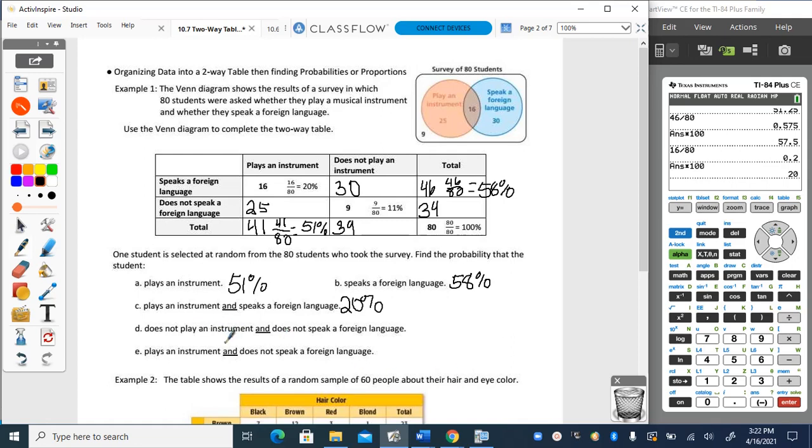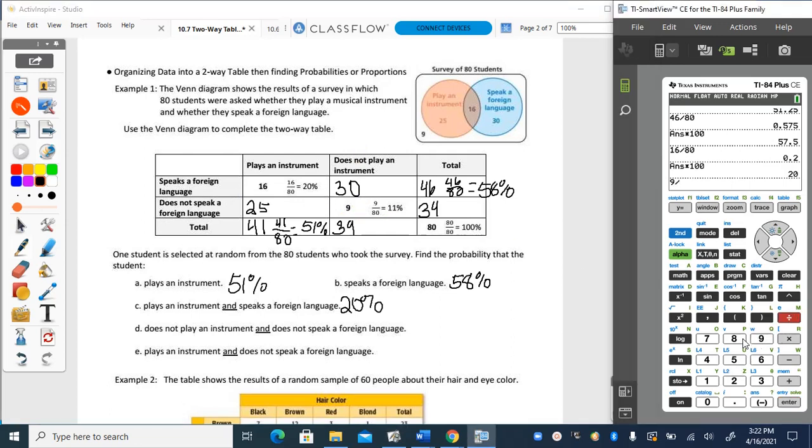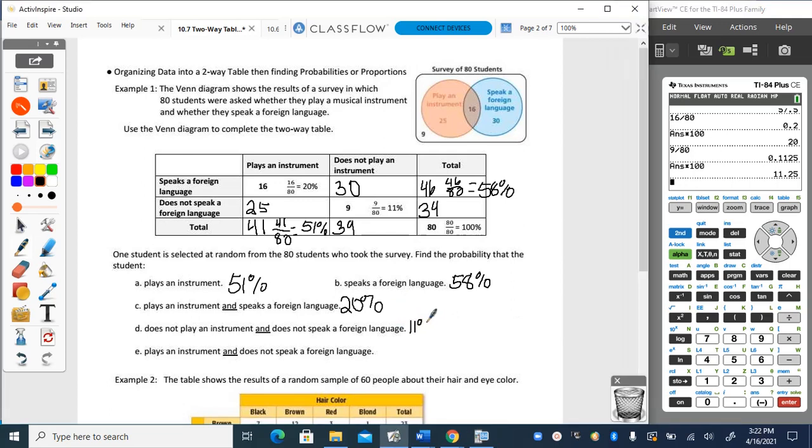Now let's look at the percentage of students that does not play an instrument and does not speak a foreign language. So let's start by going to the does not play an instrument. And let's go down to where it meets does not speak a foreign language. Well, that's 9. There's 9 students that do neither. So we do 9 divided by 80. That's 0.1125. And we'll multiply that times 100. And we'll get 11.25, or just 11%. Now, I know you're sitting there, Miss Moncrief, those are already there, but you have to make sure you know how to do it.